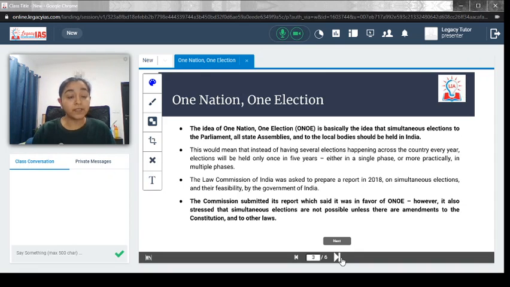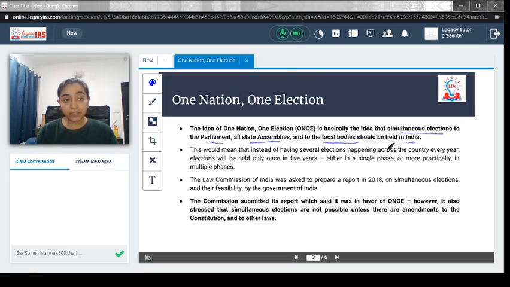Now let's try to understand what this exactly is. One nation, one election: what does it mean for you and me? The idea is that simultaneous elections be held for Parliament, all state assemblies and the local bodies in India. That is, all kinds of elections, starting from the center to the local bodies, should be held in one go, simultaneously. It should not be like today, where different states go into election at different times, then there is a general election for Parliament, then local bodies also have elections. So somewhere or the other, some kind of election is always going on.